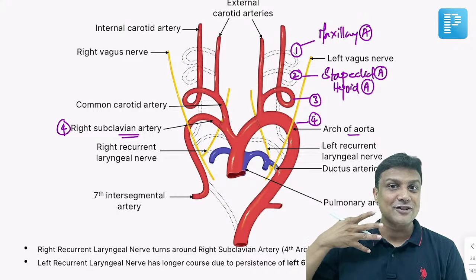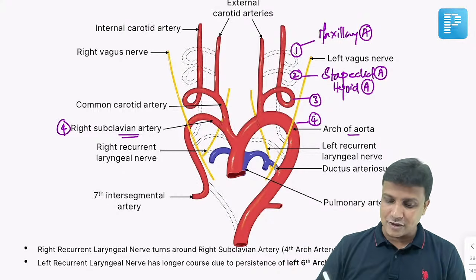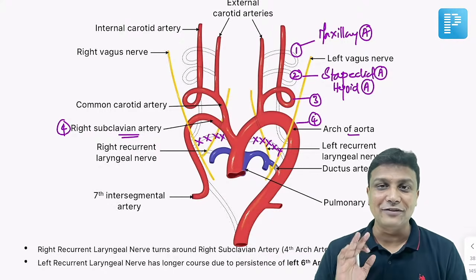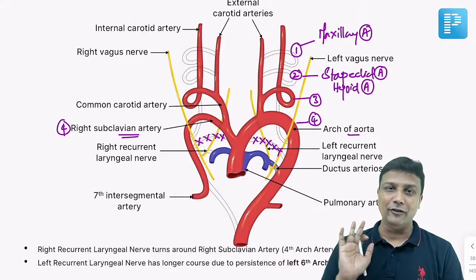totally 6 pharyngeal arches. Out of the 6 arches, the 5th arch will degenerate. The 5th arch will degenerate. So remember, nothing will be derived from the 5th arch. No artery will form from the 5th arch here.